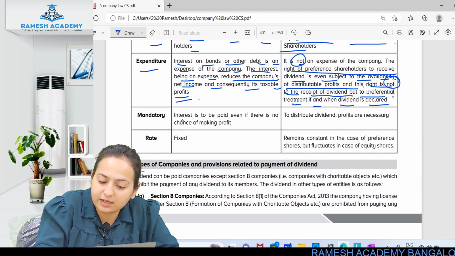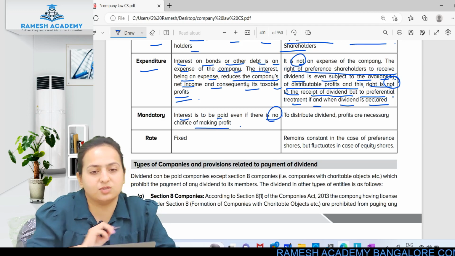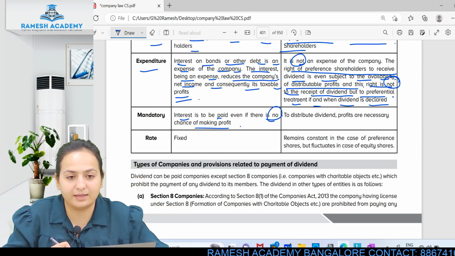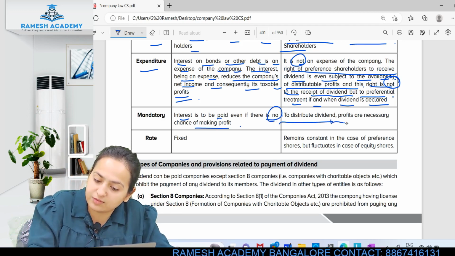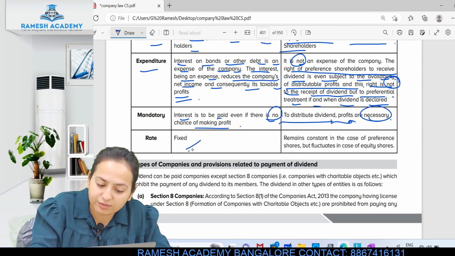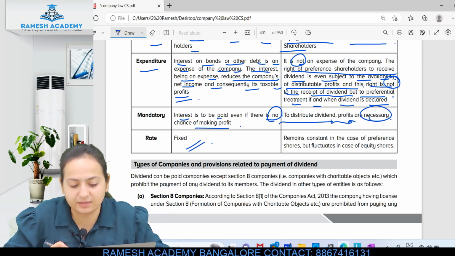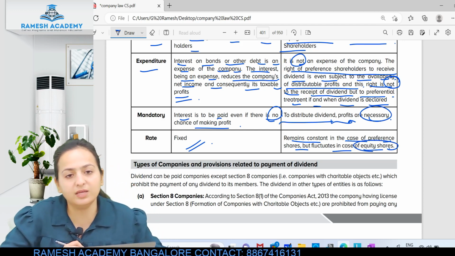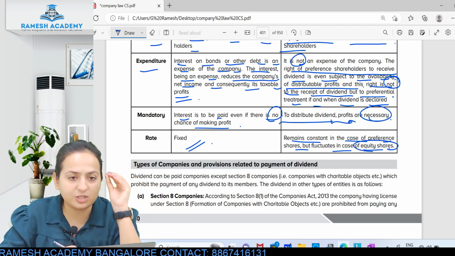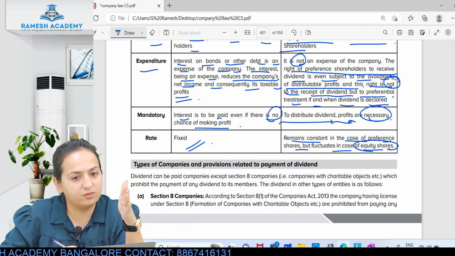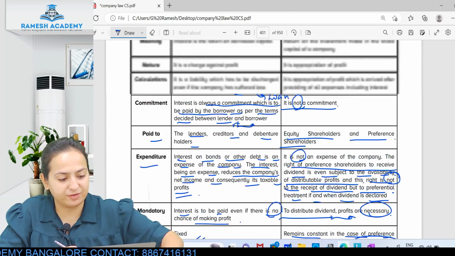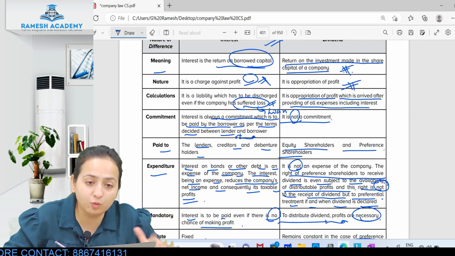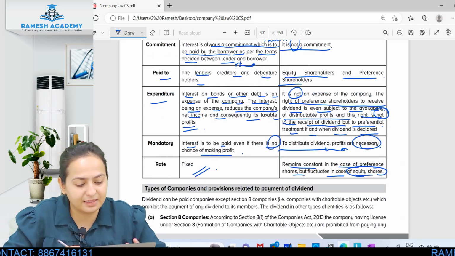On the mandatory aspect, interest is to be paid even if there is no chance of making a profit. Even if the company is not a profit making company, it has to pay back the amount. To distribute dividend, profits are necessary. The rate is always fixed in the case of interest, remains constant in the case of preference shares, but fluctuates in the case of equity shares. So when the equity shareholders are given the dividend, their rates will always fluctuate, but it is not the case for preference shareholders. So these are meaning, nature, calculations, commitment, who it is paid to, expenditure, mandatory, and rate.